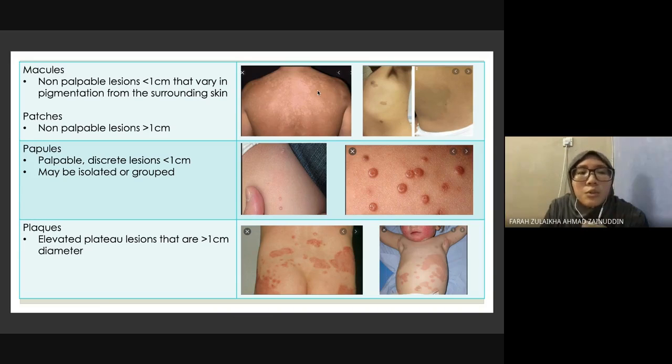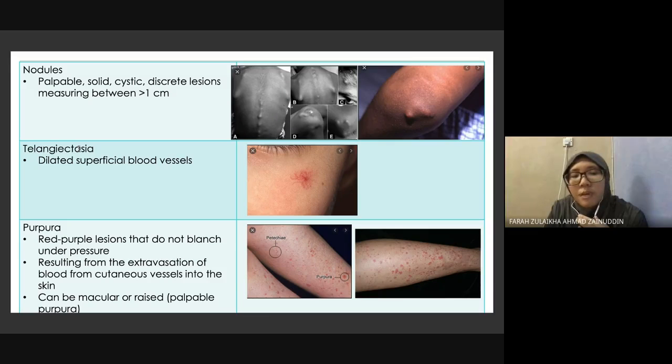First is macules. Macules are non-palpable lesions less than 1 centimeter that vary in pigmentation from the surrounding skin. It is different from patches in terms of size. When we call it a patch, it means it is more than 1 centimeter. Next is papules. Papules are palpable, discrete lesions less than 1 centimeter. A plaque is a raised lesion, or we could call it a plateau, more than 1 centimeter in diameter. Next is nodule, a palpable solid or cystic discrete lesion measuring more than 1 centimeter.